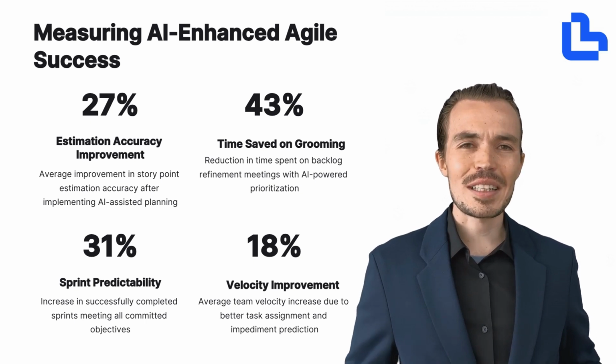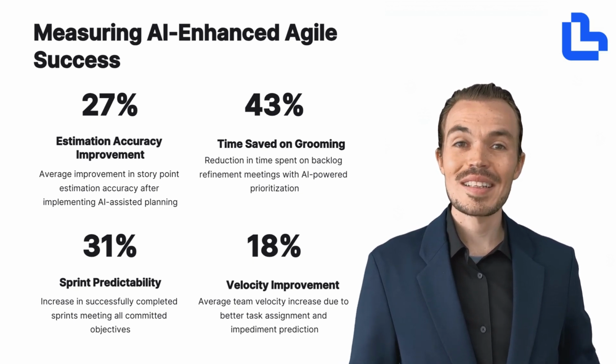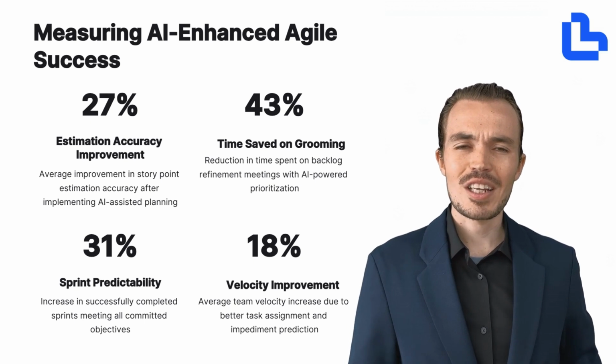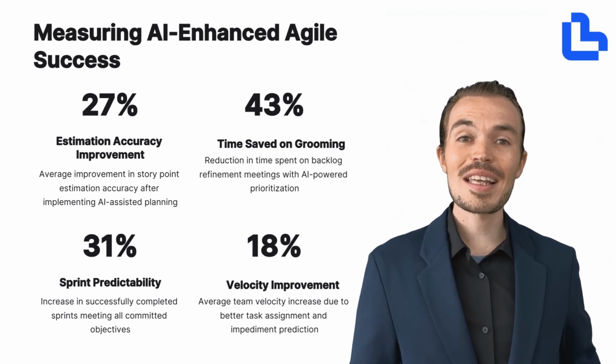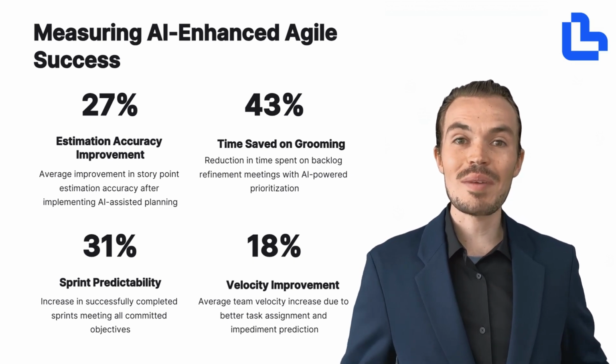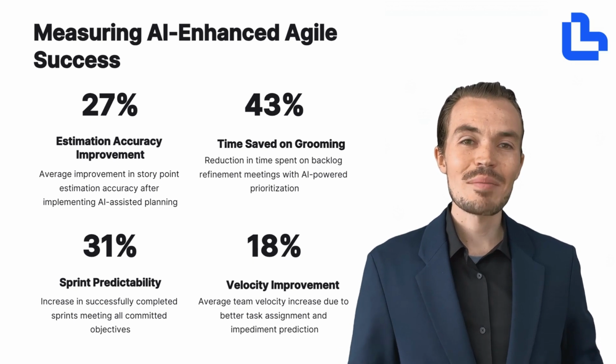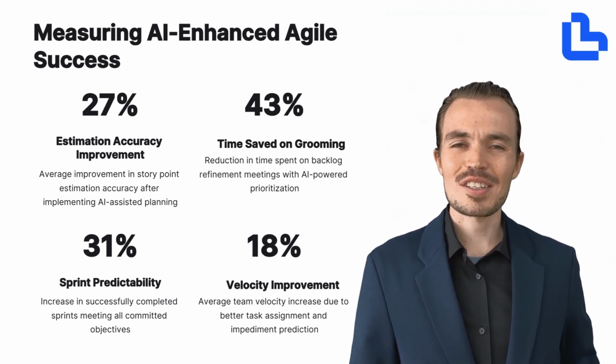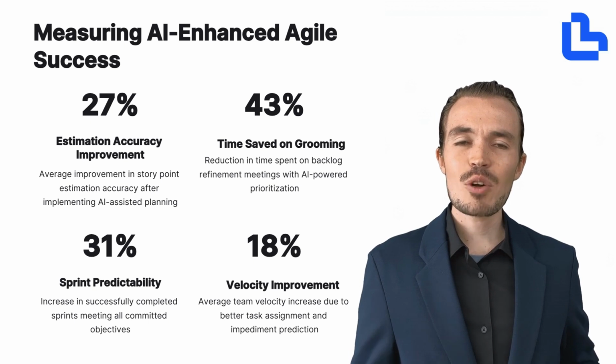And finally, we see an 18% improvement in team velocity. With better task assignment and early identification of blockers, teams can move faster and more efficiently, without burning out. These numbers aren't just metrics, they're proof that AI can make Agile teams smarter, faster, and more effective. And as your models mature, these gains only grow.